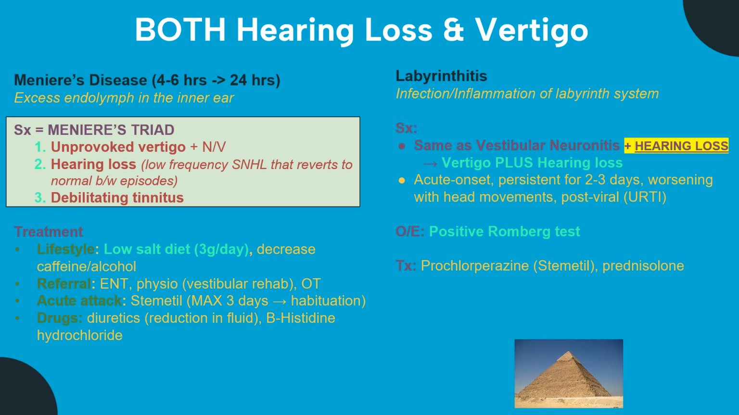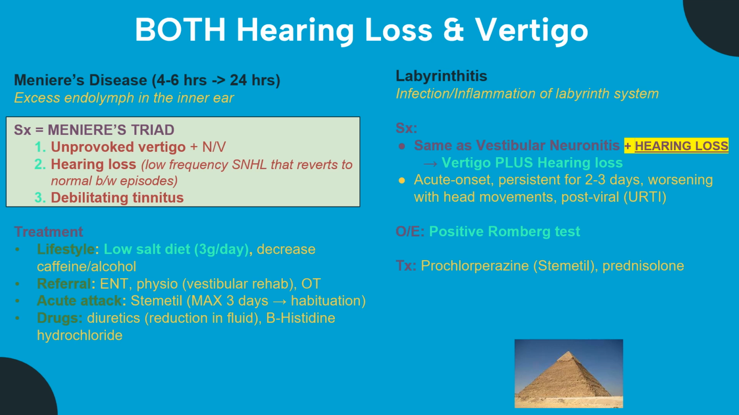Labyrinthitis. So labyrinthitis is important to understand. It's an infection or inflammation of the labyrinth system. As we mentioned before, vestibular neuronitis is inflammation of the vestibular nerve. But when you have hearing loss added onto it, it's basically saying that it's spreading into the labyrinth system. So you've got that vertigo from vestibular neuronitis and also a hearing loss.